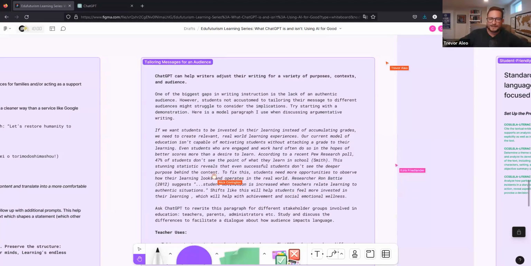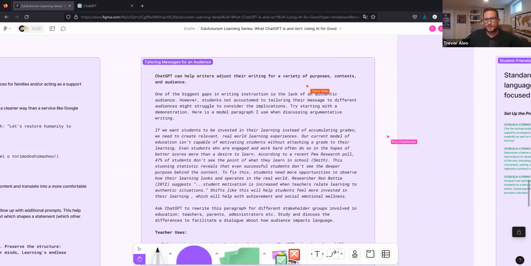And one of the ways that we can kind of use ChatGPT to help with that is we can take models that we have or previous assignments that we've worked on and consider how ChatGPT can help us adjust for a variety of purposes, contexts, and audiences.